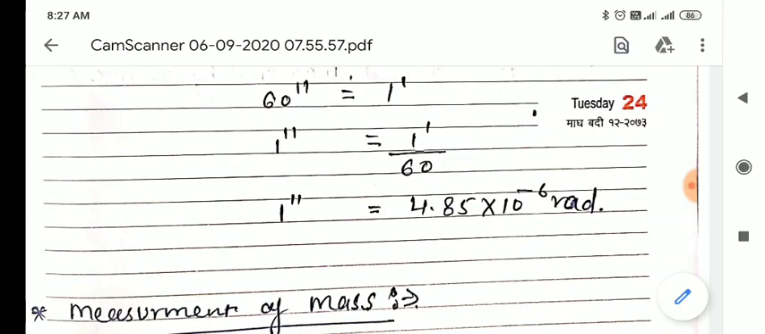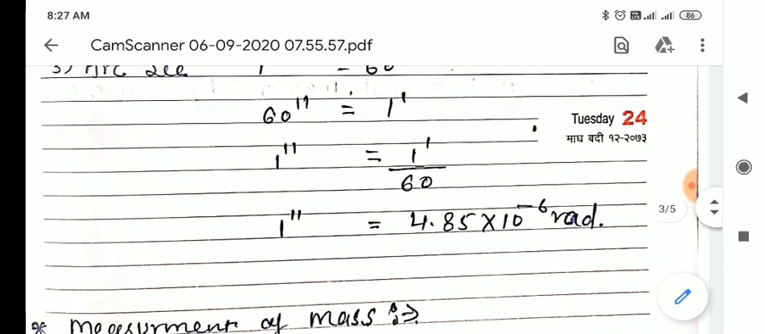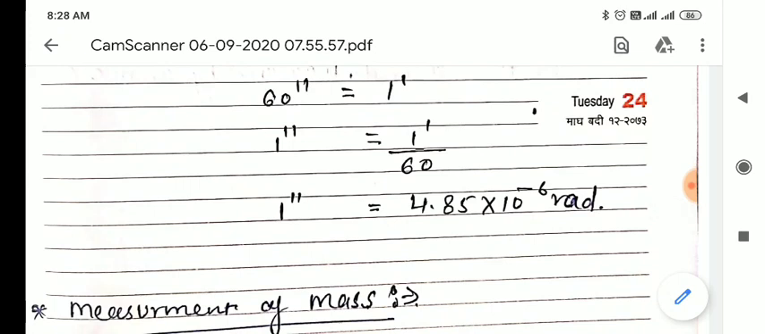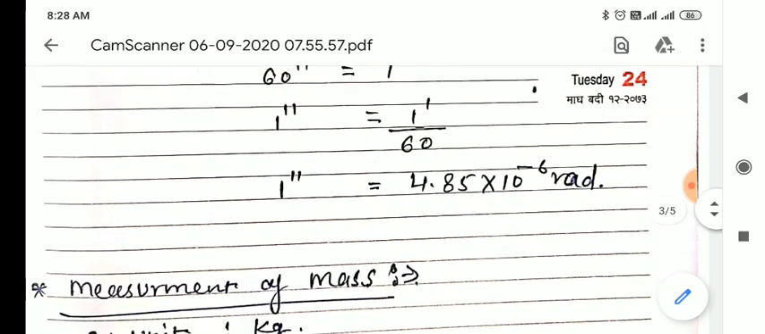upon 60. Now one thing is there, we always define seconds by two dashes. That means if we place two dashes at the upper side of any numerical value, that defines the value of seconds. Minute is simply defined by a single dash, and second is simply defined by a double dash.